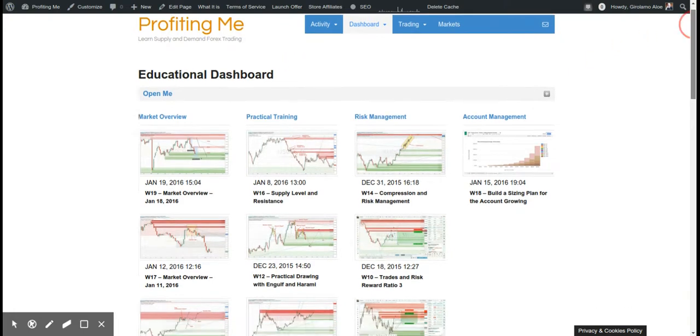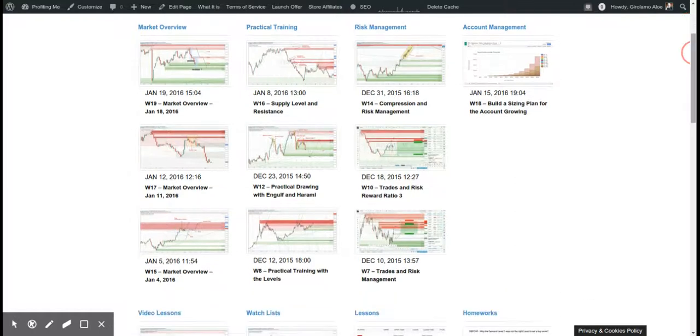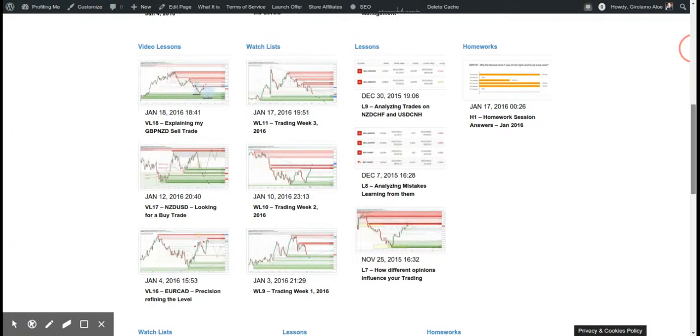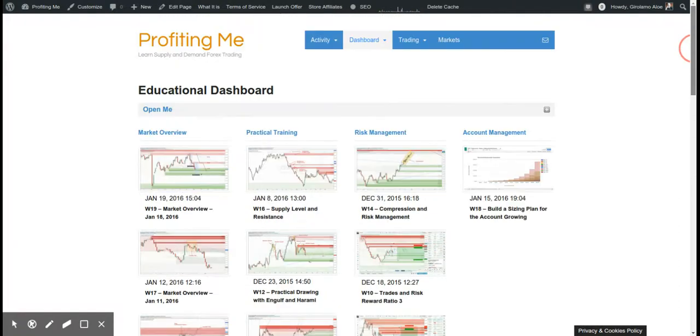And you can see here the educational dashboard for the challenge members, with the webinars divided by specific topic: market overview, practical training, risk management, account management. You can also see the video lessons, watch list lessons and homeworks, classified in this way. This is the new educational dashboard for everybody who wants to stay updated, keep up with their study and improve themselves.